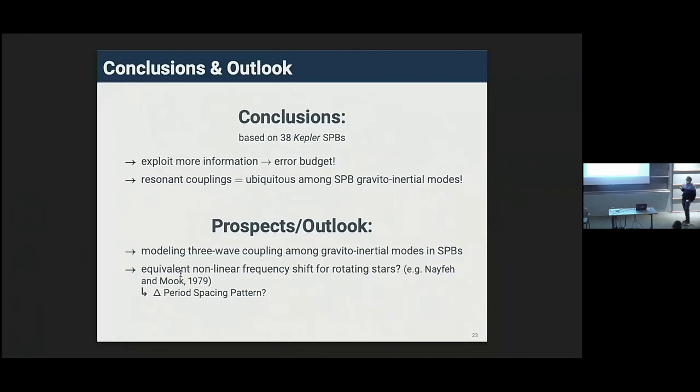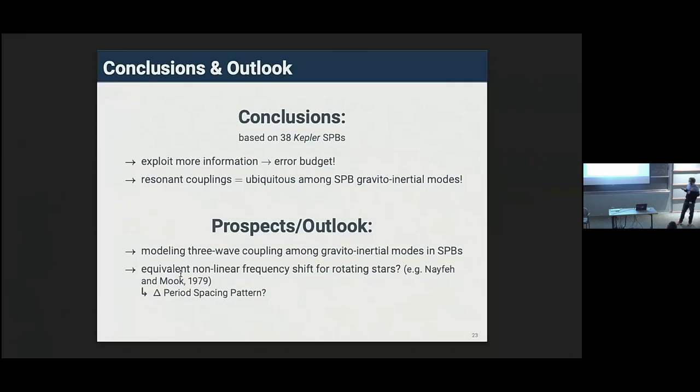The prospects and outlook, at least for me, is to model this two-wave coupling among gravito-inertial modes in slowly pulsating B stars, more specifically the stationary solutions of these amplitude equations that I talked about earlier. And what I would also find really interesting is the equivalent of nonlinear frequency shift for rotating stars within this nonlinear formalism.